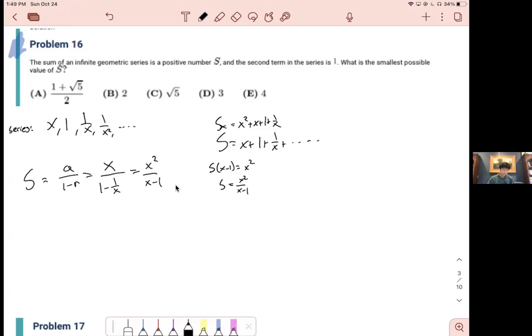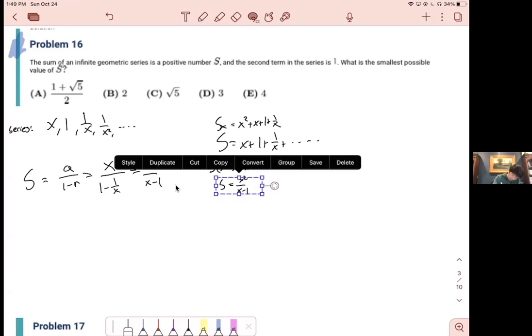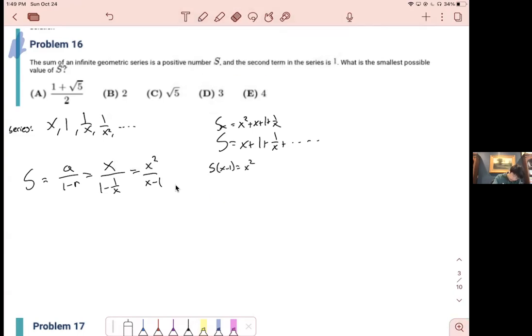And so basically we're trying to find the smallest value of s for which we can still solve this equation to get a value of x. So why not just try to solve it? So Sx, I'll just hijack this. So sx minus s equals x squared.